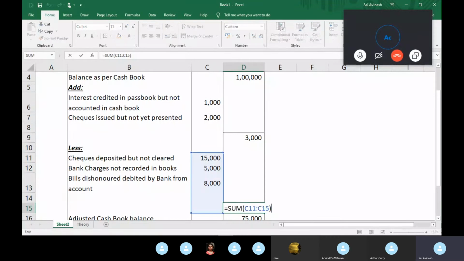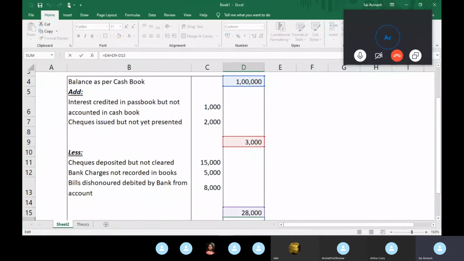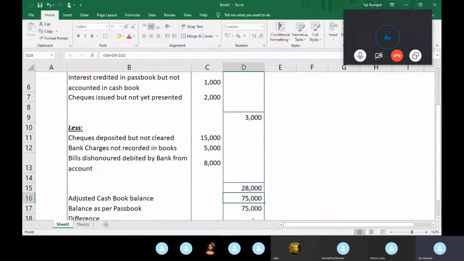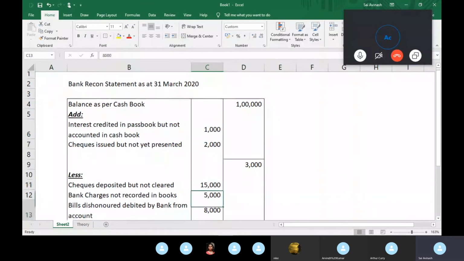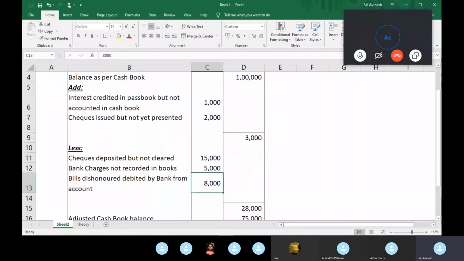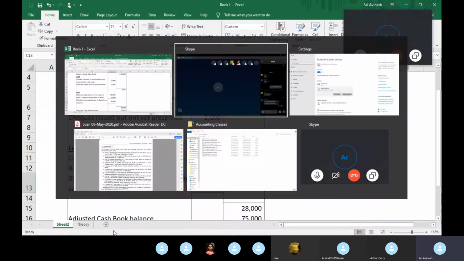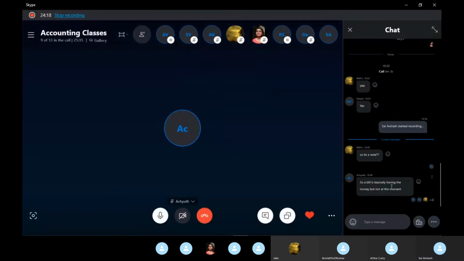So what do I do? My 1 lakh, I'm going ahead and I'm adding this 3,000 and I'm subtracting 28,000. So the adjusted cash book balance is 75,000. And it matches my passbook. So I've explained the reason why there's a difference between my cash book and my bank book. Okay. So now, any doubts as of now?